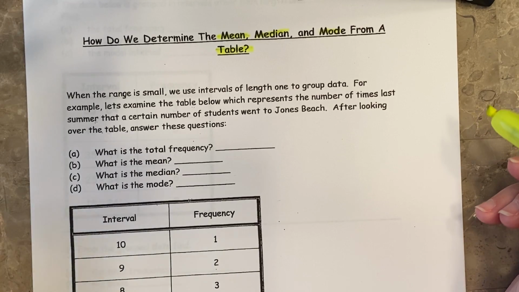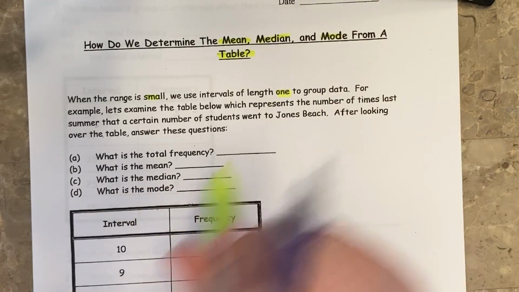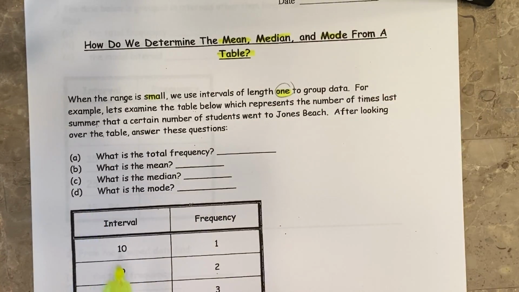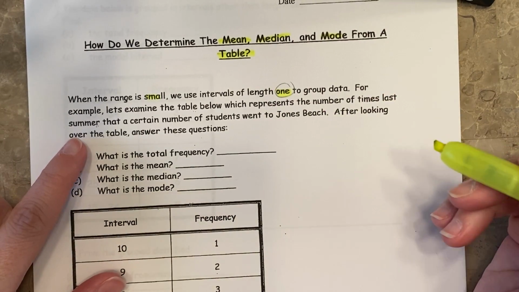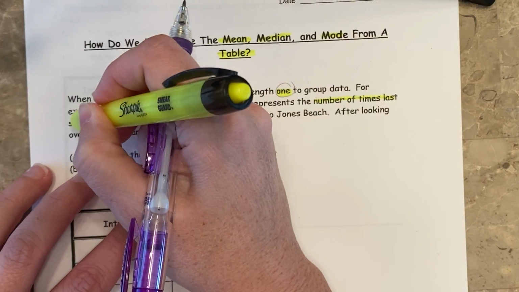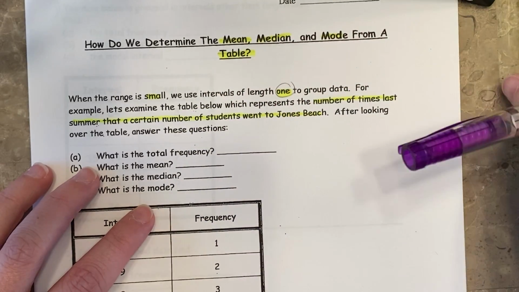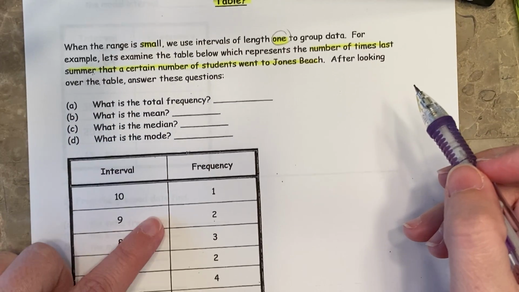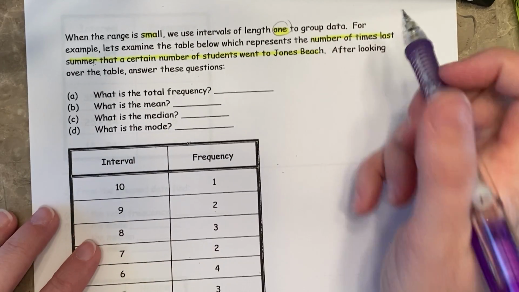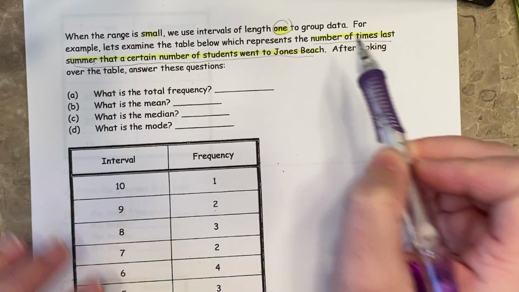When the range is small, well, that's important, we use intervals of length 1 to group data. For example, let's examine the table below, which represents the number of times last summer that a certain number of students went to the beach. So this table down here represents the number of times last summer that a certain number of students went to Jones Beach.